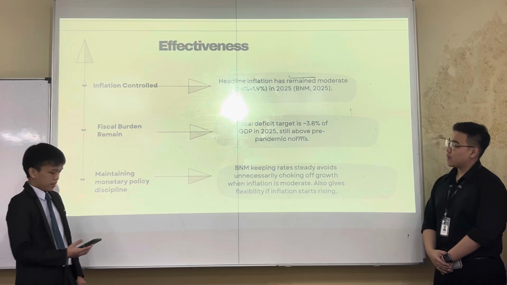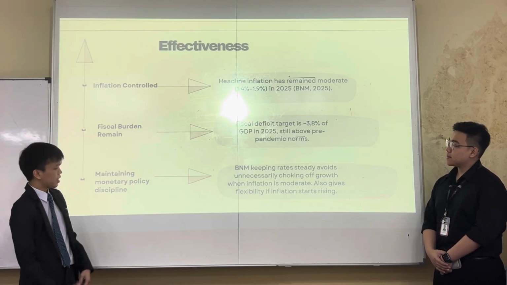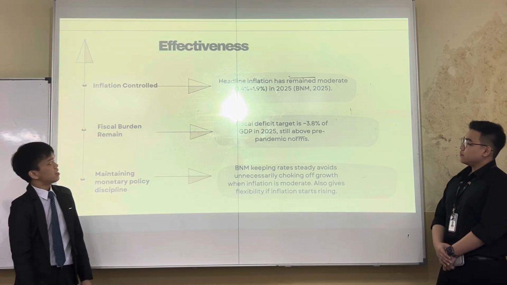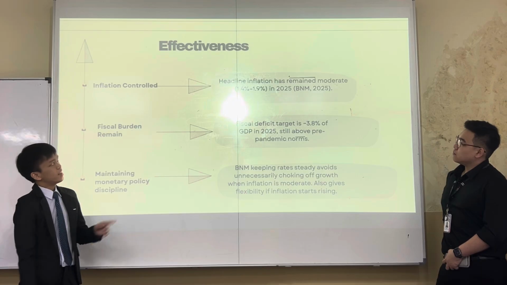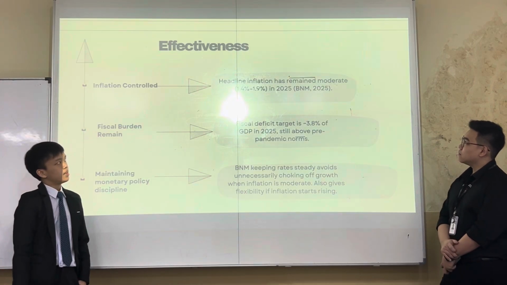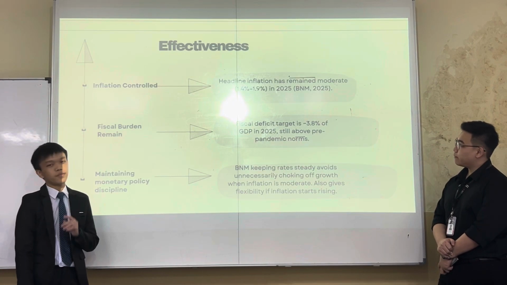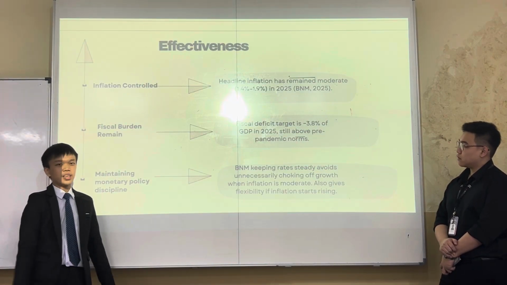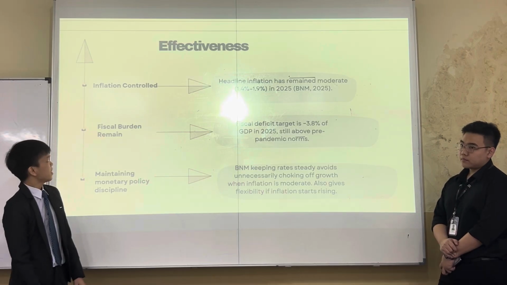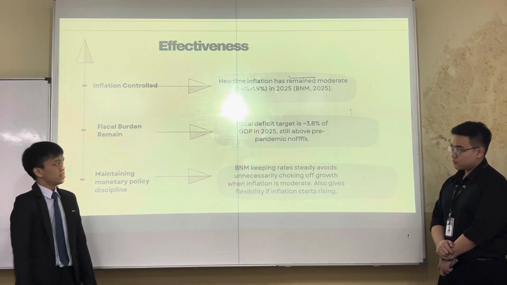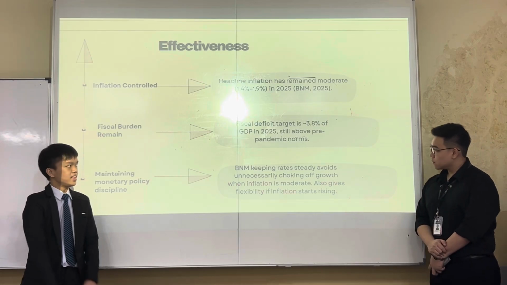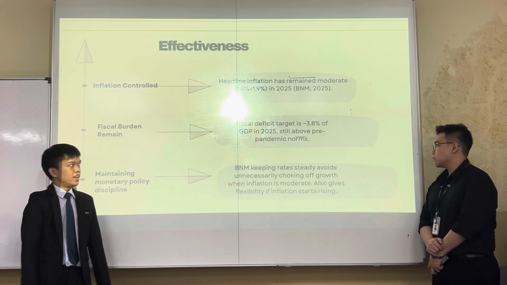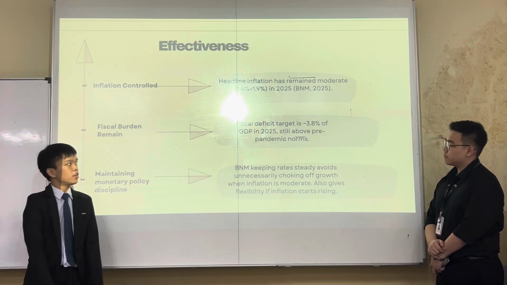Okay, now I will talk about the effectiveness of the measures implemented by the Malaysian government to address inflation and recession. The first one is inflation control. Headline inflation has remained moderate between 1.4% to 1.9% in 2025, according to the Bank Negara Malaysia website. The second one is that the fiscal burden remains. The fiscal deficit target is around 3.8% of GDP in 2025, and it is still above pre-pandemic norms.